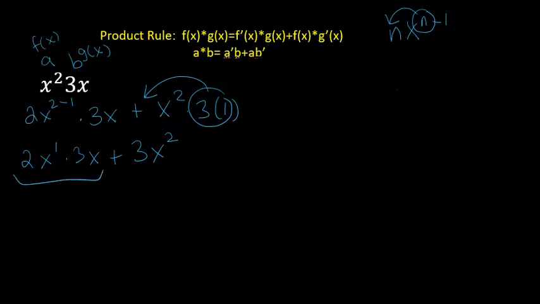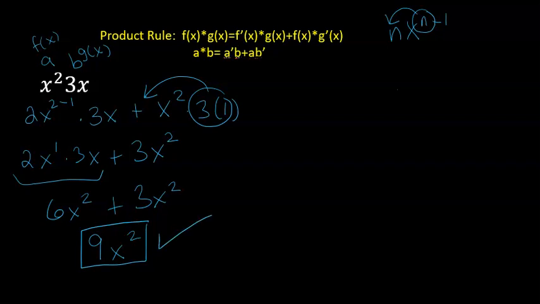Let's take these two terms and then put them together. So 2 times 3 is 6x squared plus 3x squared. It looks like I have the same base, so let's go ahead and add them. 6 plus 3 is 9x squared. Great, this is my answer.